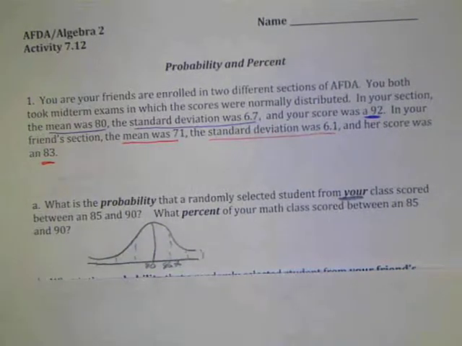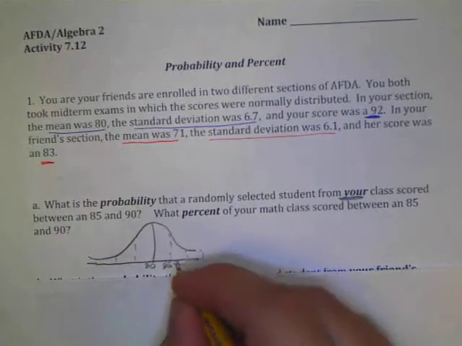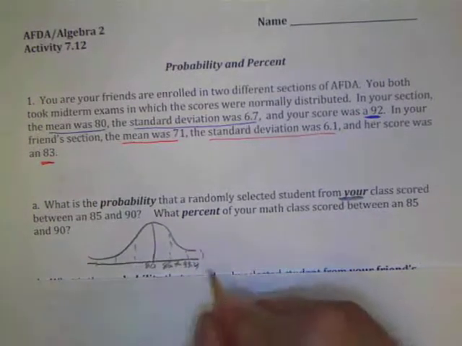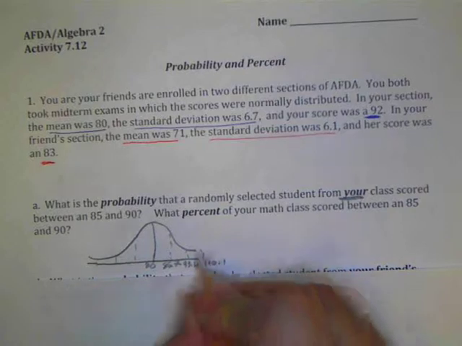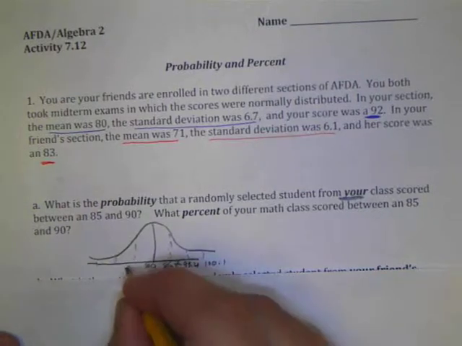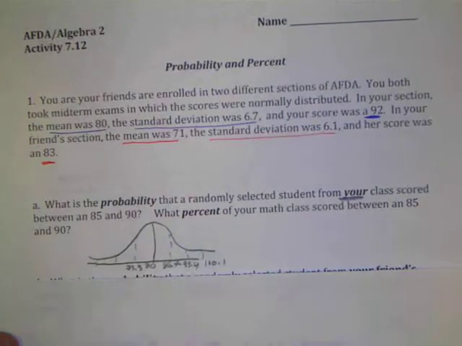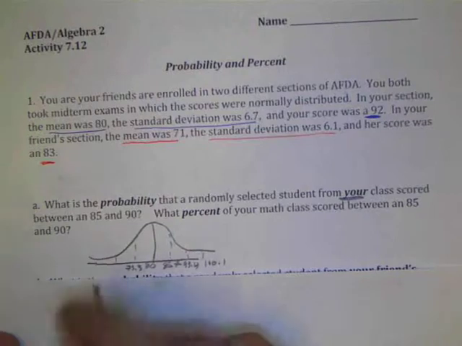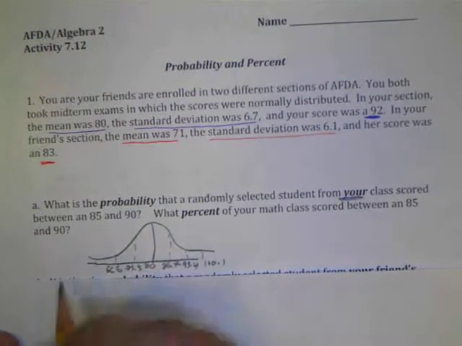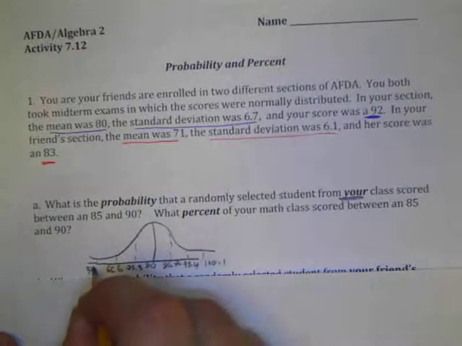Add 6.7 again, and I get 93.4. And one more time, and I get 100.1. Hopefully I did my math correct. And now I have to subtract the 6.7. So I get a 73.3. Subtract 6.7 again, and I get a 66.6. And one final time, I get 59.9.